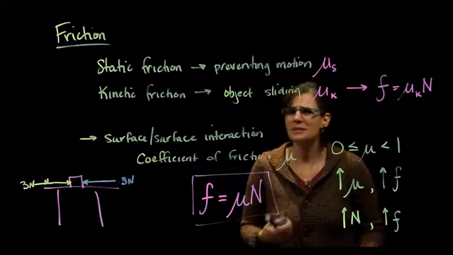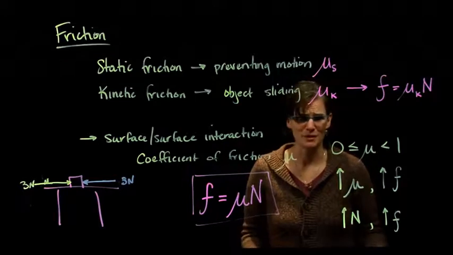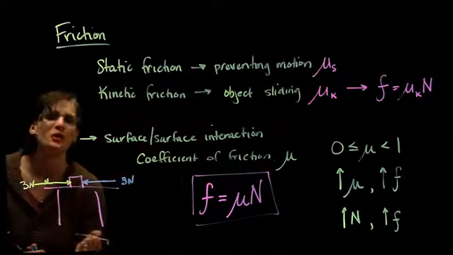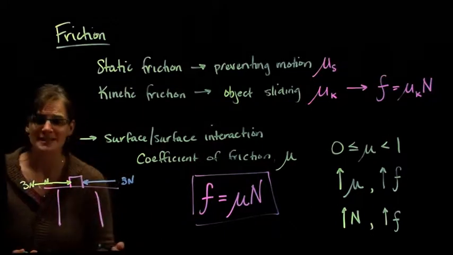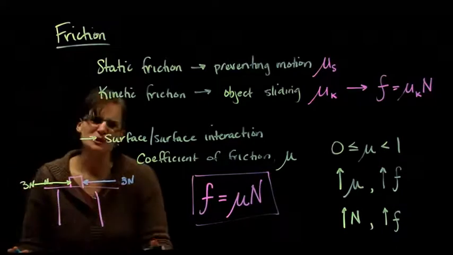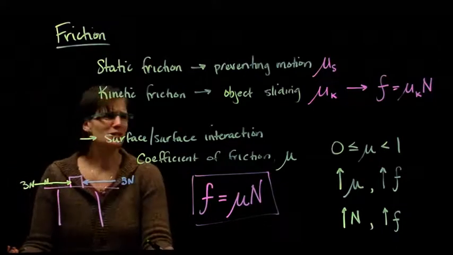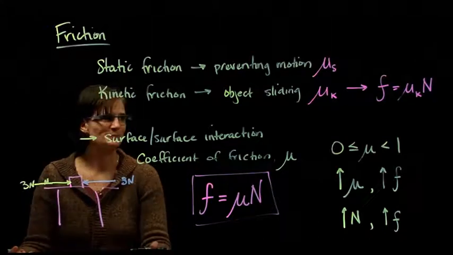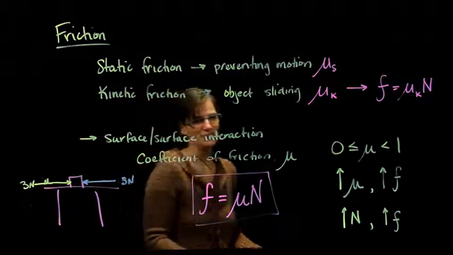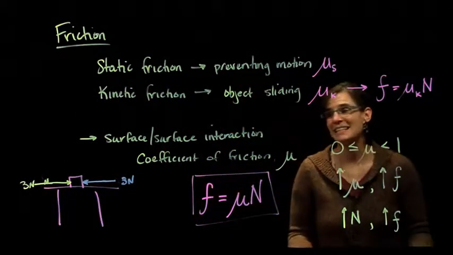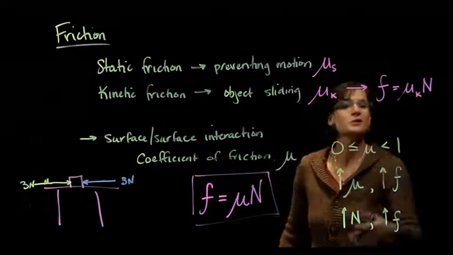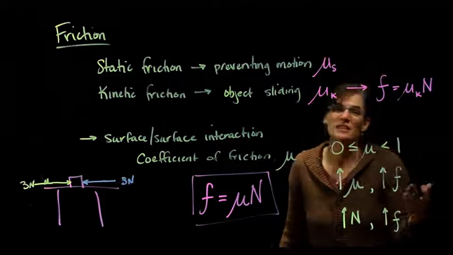Well, that means the coefficient's got to be changing. Something's got to be changing. There's going to come a point where I am pushing hard enough to just break that frictional force. Well, the frictional force can't change the coefficient. That's just the surface-surface interaction. So how does this work? Static friction can change. It's reactive. It's just as big as it needs to be to prevent motion from happening. If it only needs to be 2 newtons, it's 2 newtons. If it only needs to be 3 newtons, it's 3 newtons.